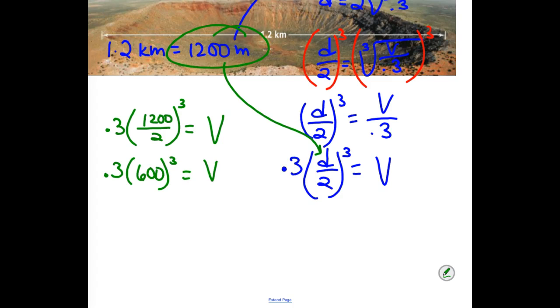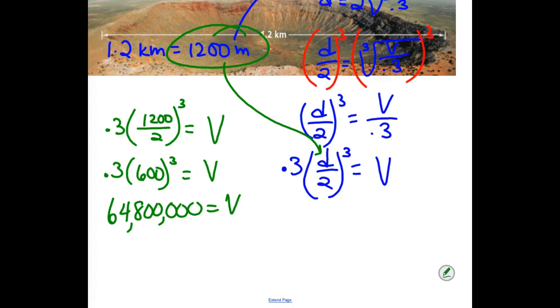What do we get? Anybody? It's a big number. What do we got? All right, I'm looking at this calculator. It has this. Yes? 64,800,000?